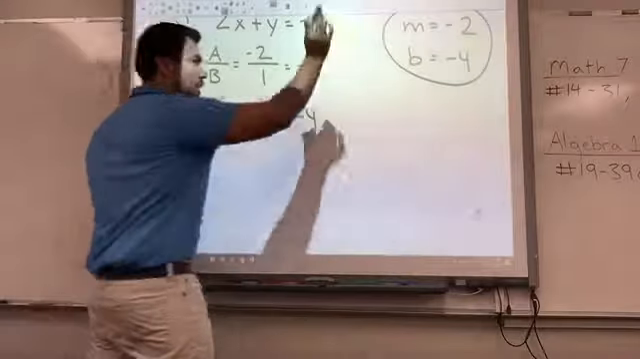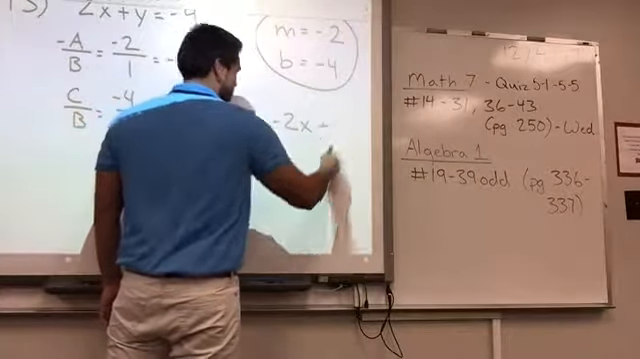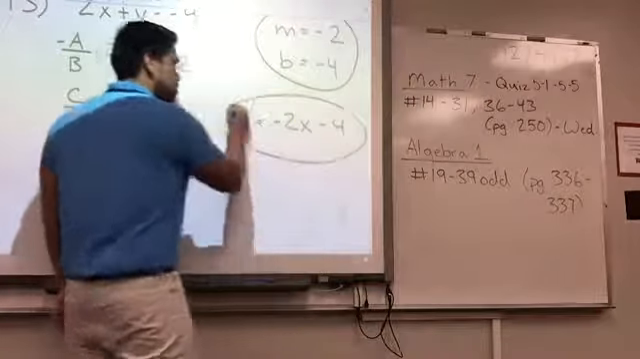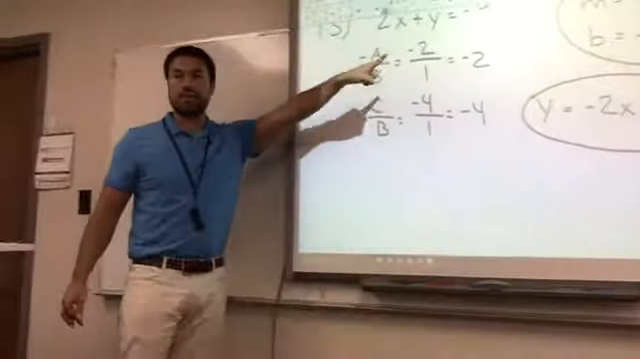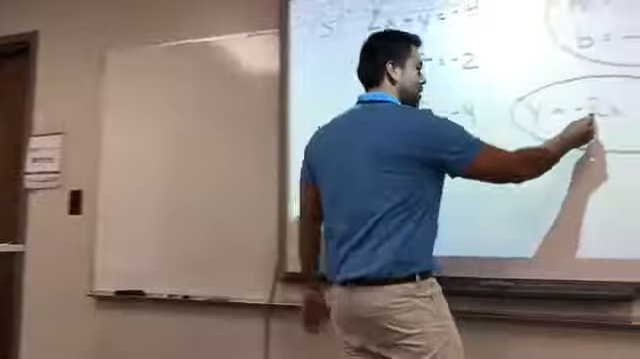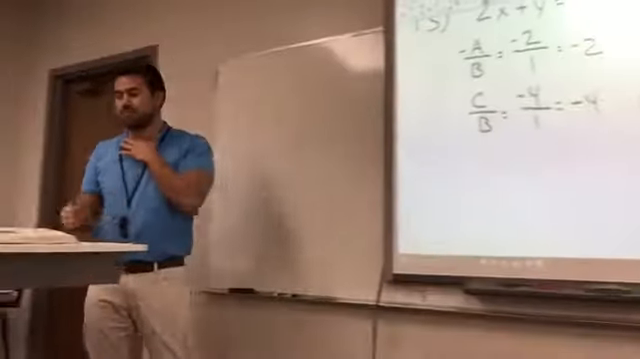Ready? So I'm just going to write in slope-intercept form. Y equals negative 2x plus negative 4, or minus 4. That's your slope-intercept form, isn't it? Isn't that what you get? You guys see that? Slope is right here. Y-intercept's right there. That's your slope-intercept form.